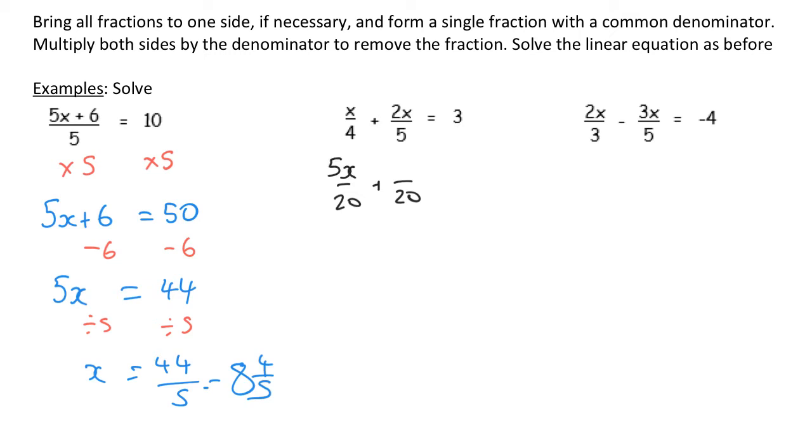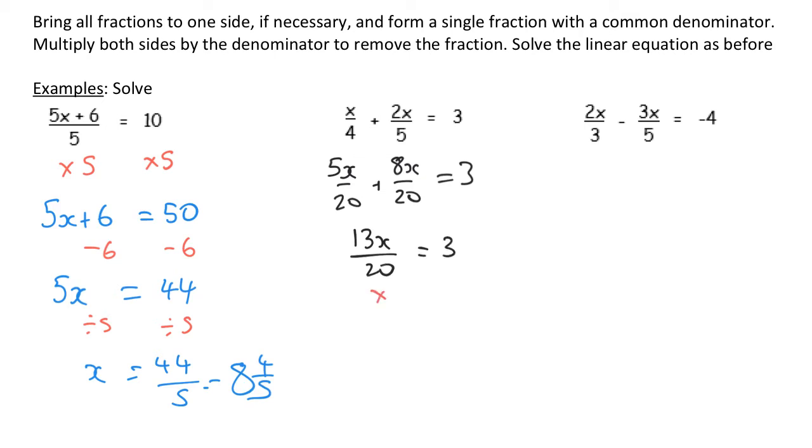For the second fraction, to get from 5 to 20, we multiply by 4. So we need to do the same on the top. So 2x times 4 is 8x, and that's equal to 3. 5x over 20 plus 8x over 20. To add fractions, we add the numerators together, and we get 13x over 20 is equal to 3.